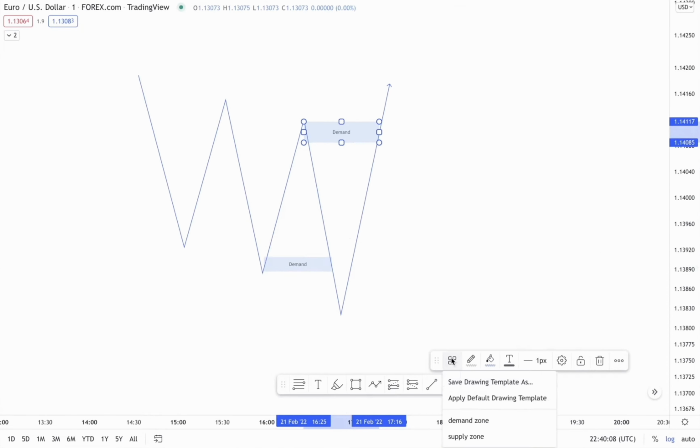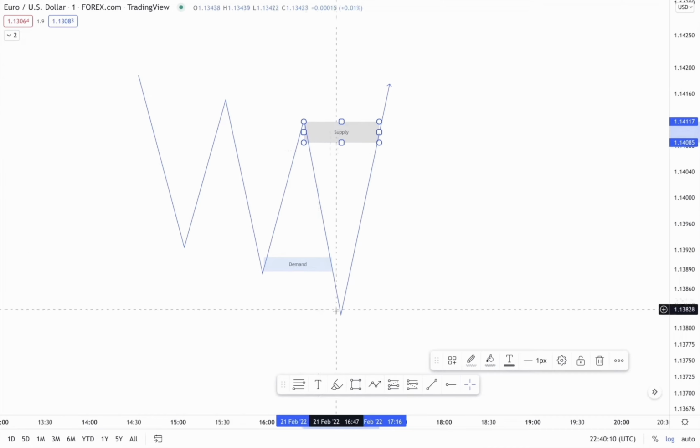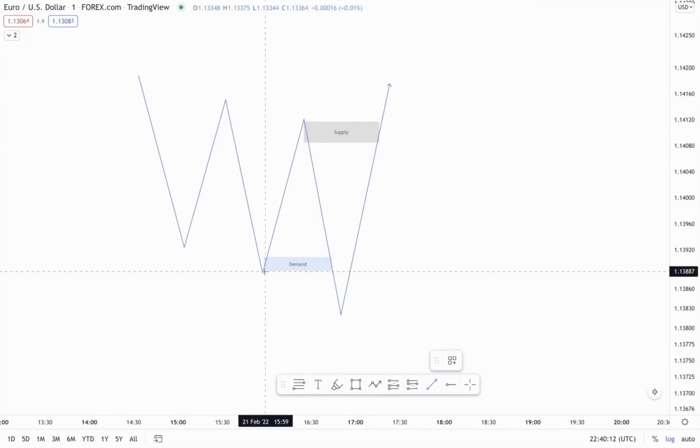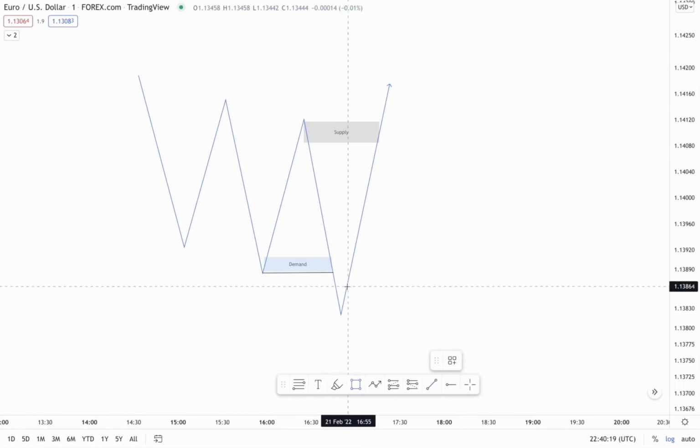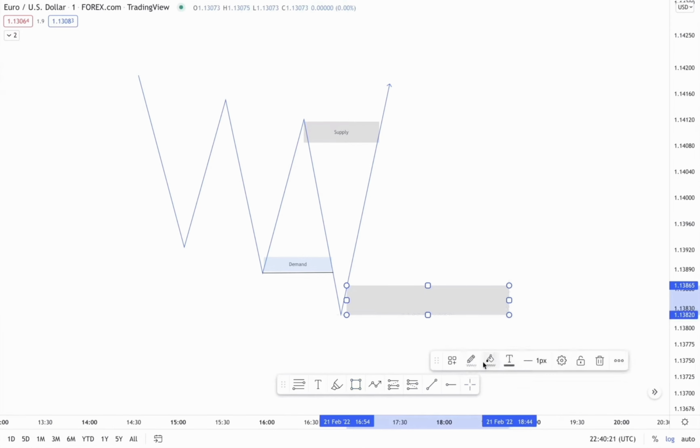Let me change this. And then this supply here has taken out this demand, causing a breaker structure to the downside, which is just carrying on its trend. And then as you can see here, this demand level here, we'll mark it, is what actually caused the change of character. Now this demand level has pushed price up, taking the supply of this area, causing a change of character.